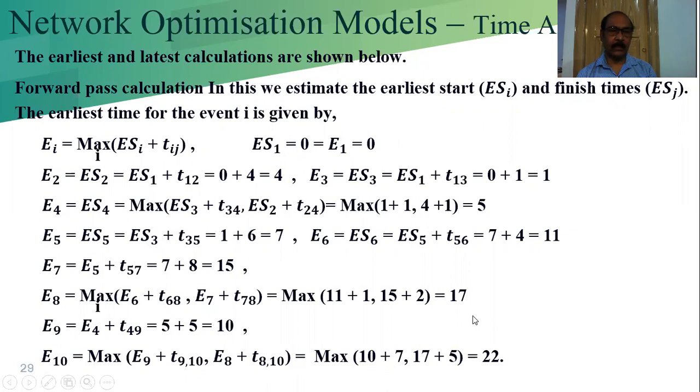In this slide we are showing the calculation of the E values by using the forward pass method. Where there are two values, we write the maximum of them. There are two values, 11 plus 1 and 15 plus 2, that is 17. We can verify it in the table or in the diagram. E9 value: E4 plus T49 is equal to 5 plus 5 is equal to 10.